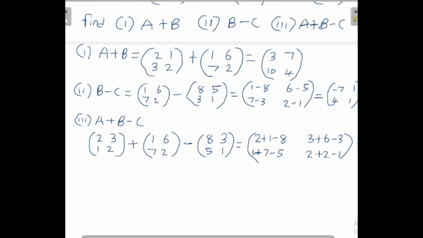So our final answer will be: 2 plus 1, 3. 3 minus 8 is minus 5. 1 plus 7, 8. 8 minus 5, 3. 3 plus 6, 9. 9 minus 3, 6. 2 plus 2, 4. 4 minus 1, 3. So that's all about addition and subtraction of matrices. So let's look at multiplication of matrices.